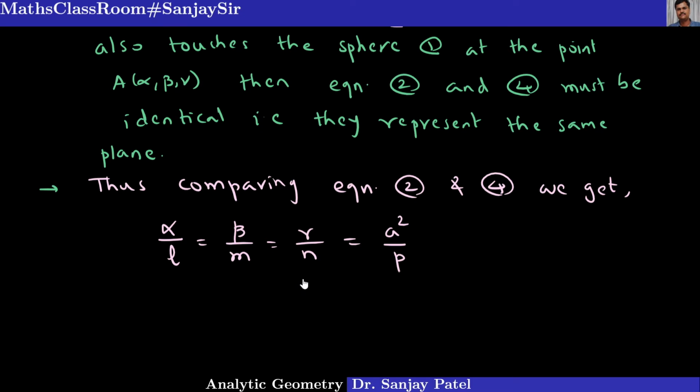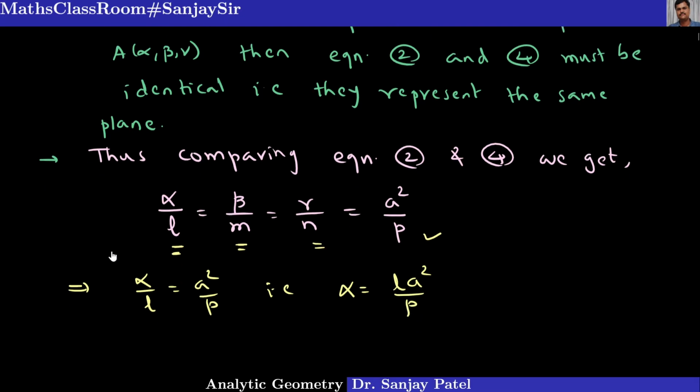Okay, so what I want to do next is I can compare each of these ratios, this 1, 2 and 3, with this last term. So we get alpha upon L is equal to A square upon P, and that gives us alpha is equal to L into A square upon P.